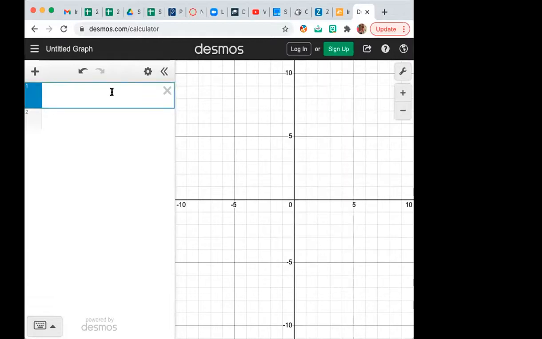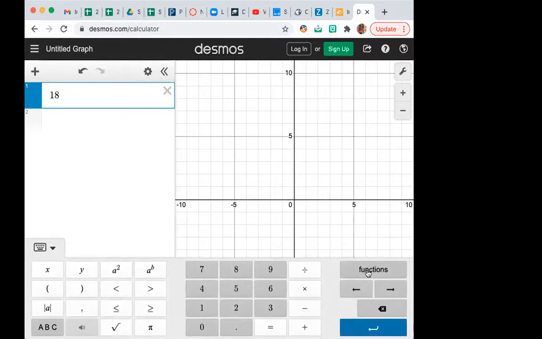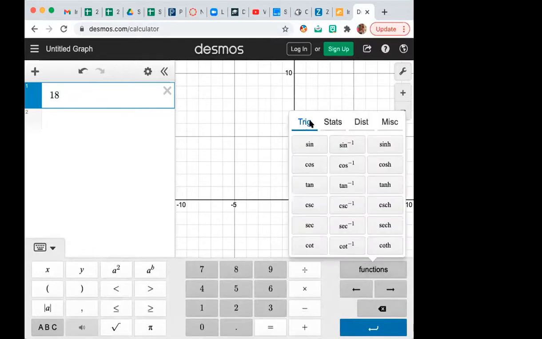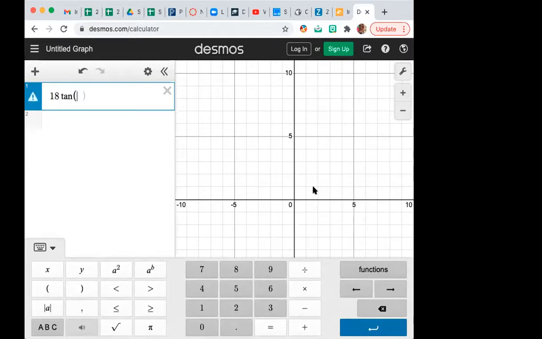And then everybody watch. I'm going to do 18. Hit the little keyboard. Go to functions. Does everybody see the trig button? That's the first thing that pops up. Where's the tangent? Yep, the third one down. Good. 18 tangent of what were my degrees? 22. That's what X should be. 7.27. Does everybody see that?